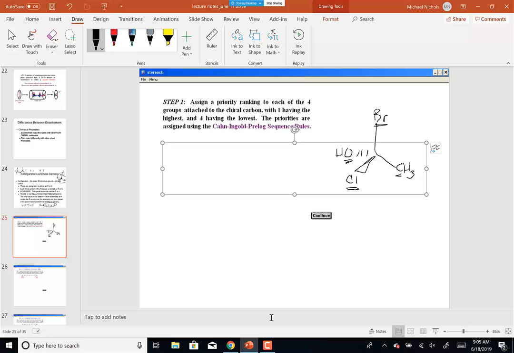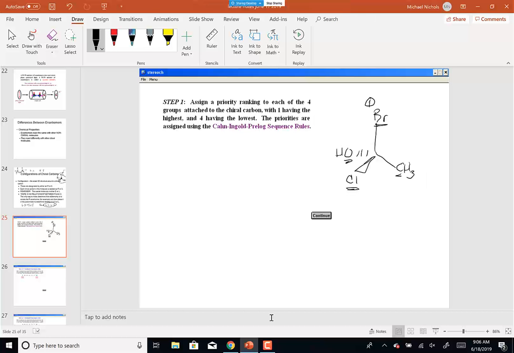Now I'm going to apply my Cahn-Ingold-Prelog sequence rules, which can be used for another naming issue with alkenes. But we'll start with it here. So the first thing is I'm going to look at the atomic number of each of those atoms, and the atom with the highest atomic number wins. If it's a tie amongst the atomic numbers, in other words if I have isotopes, then the higher mass isotope wins. So when I look at bromine, carbon, chlorine, and oxygen, which one has the highest atomic number? Bromine. So bromine is going to be the number one group.